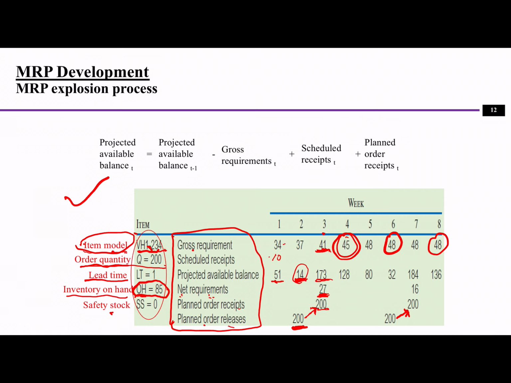Or another way we can calculate this is, we have 14 at the beginning of the week, then we order 200, or receipt in week 3. I use 14 plus 200, and then minus the gross requirement, 41, to get 173. So basically, this is how we go through this table.